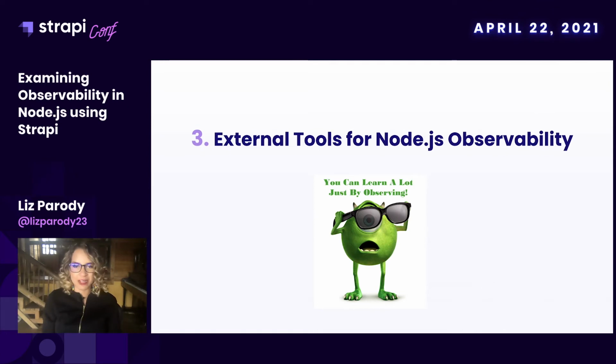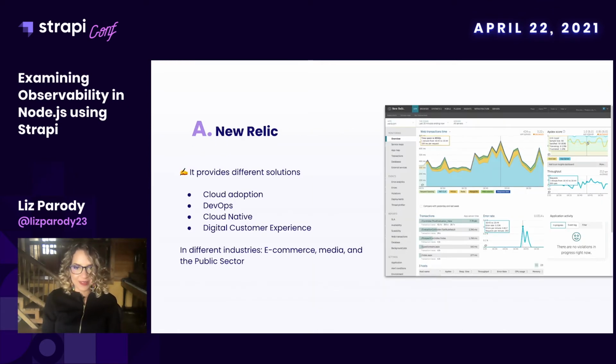External tools for observability. First, we're going to see New Relic. New Relic is an observability platform built to help engineers create better software. From monoliths to serverless, it helps you to instrument everything, then analyze, troubleshoot, and optimize your entire software stack, all from one place. It also provides different solutions from cloud adoption to digital customer experience, and this is how New Relic insights appear. You can see web transaction times, the application activity, error rate, host, and others.